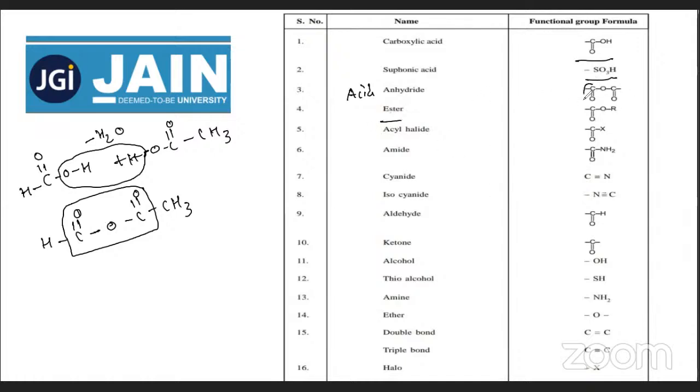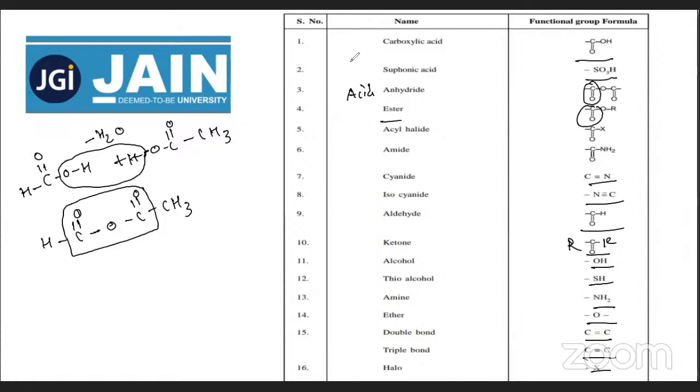Okay. Next is ester. Ester is where you are finding C double bond O. This is known as carbonyl. C double bond X is acyl halide. Amide is there. Cyanide is there. C double bond N is isocyanide, and when the donation is from the C side, it is cyanide. When it is donation of electrons from the N side, it is isocyanide. Then aldehyde is CHO, ketone is C double bond O with R on both sides. We'll see all this now. Alcohol is this. Thioalcohol is this. Amine, ether, double bond, triple bond, halo, and nitro.